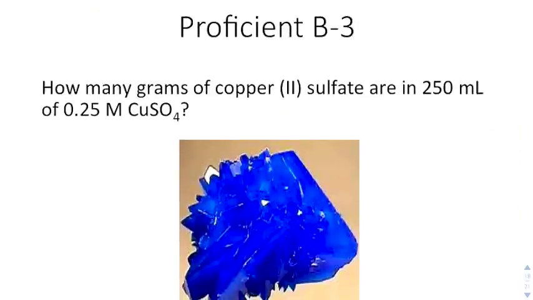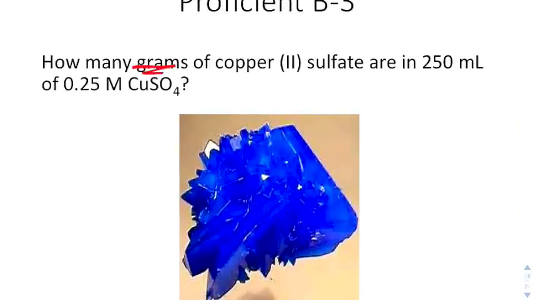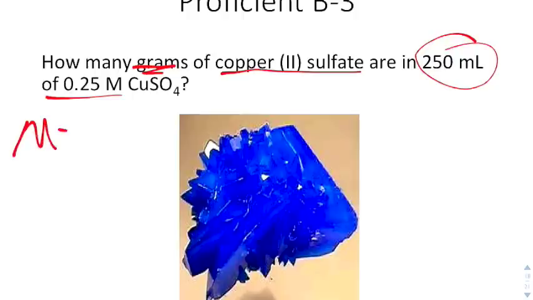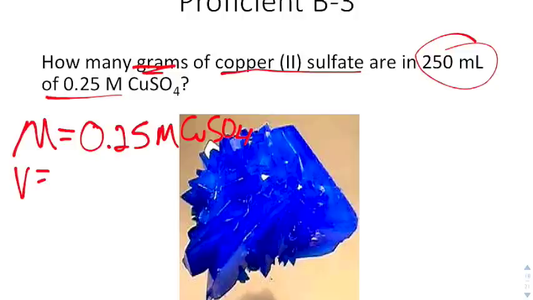The next one says how many grams, so I'm looking for grams now, of copper 2 sulfate are in 250 mils of 0.25 molar copper sulfate. So the first thing that I need to do is recognize, okay, I have the molarity of the solution this time. It's 0.25 molar CuSO4. I also have the volume, 250 mils, and just like in the previous example, I would need to convert this so that it is 0.25 liters.